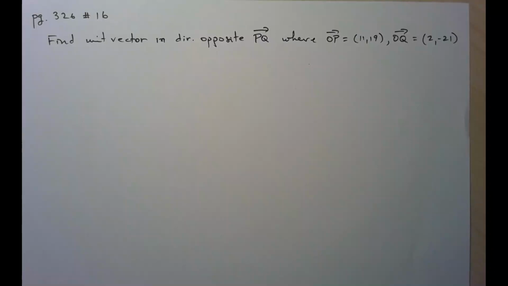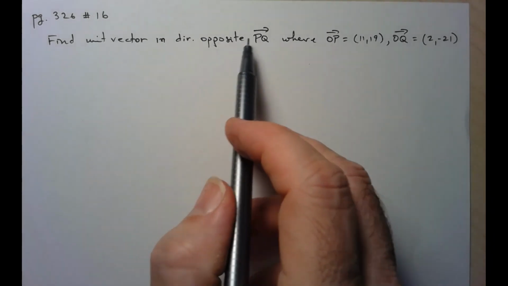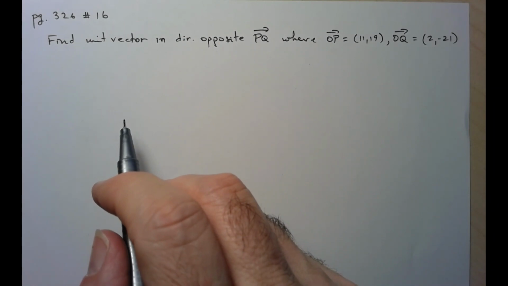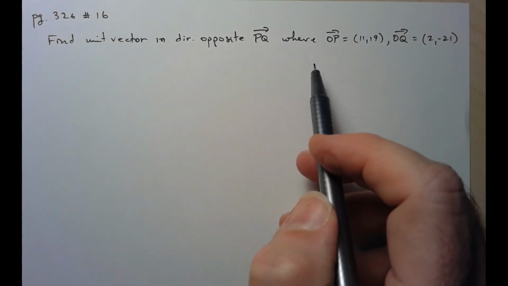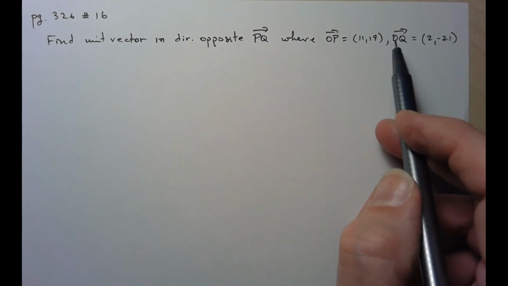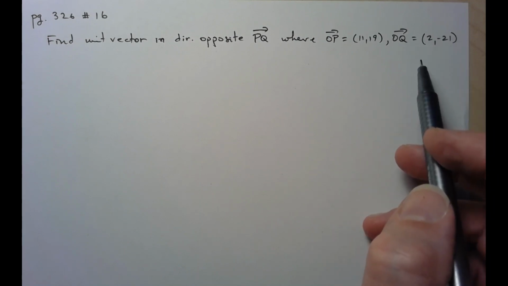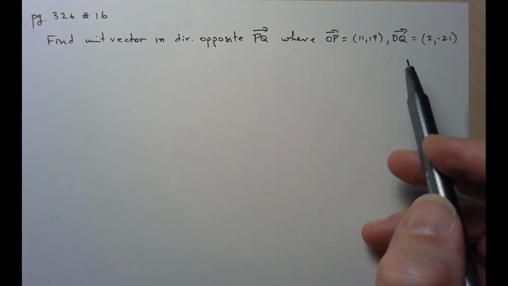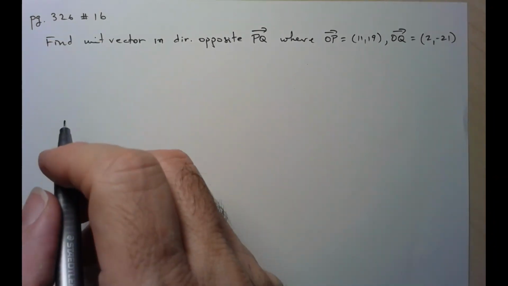Hi folks, we're going to take a look at page 326, number 16. Here they're asking us to find a unit vector in the direction opposite of a vector PQ, where OP, in other words, the origin to point P, that vector is given by (11, 19), and the vector to point Q is given by (2, -21).